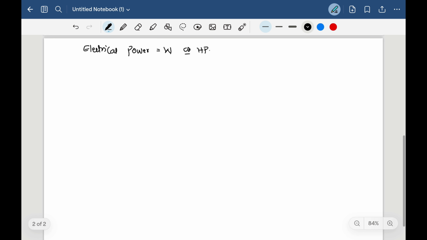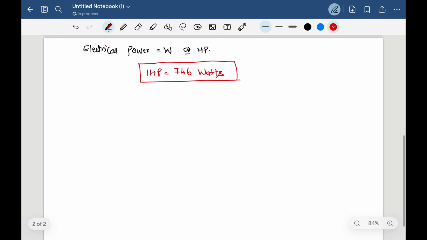1 HP, please remember this. 1 HP is equal to 746 watts. We can say approximately, I am telling you. We can even say 736, 746. 1 HP is equal to 746 watts.